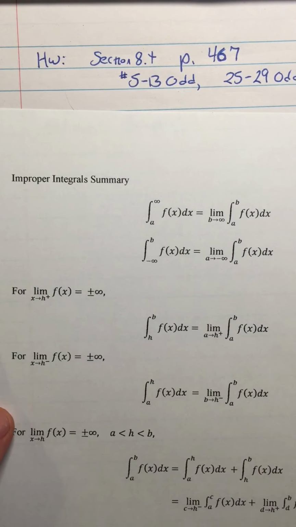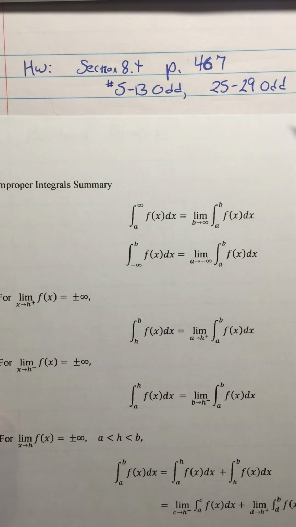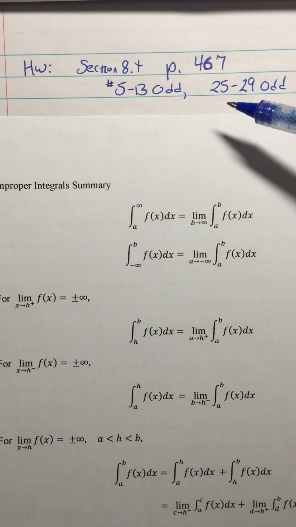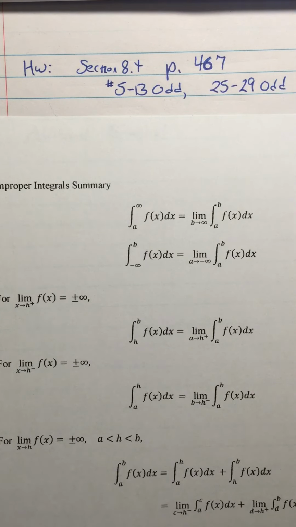All right, so, that's it. Here is the homework assignment, page 467, 5 through 13 odd, 25 through 29 odd. Not a whole lot of problems.